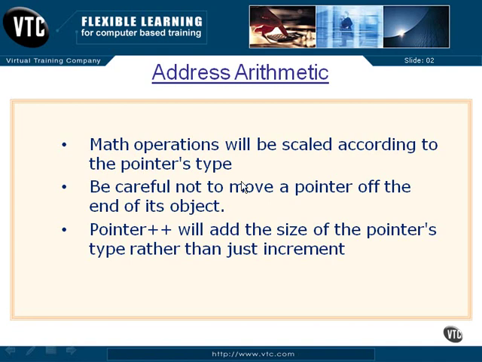One of the powerful capabilities of pointers is being able to perform arithmetic operations on the pointers. Now, this is a little bit different than what you might think, because these math operations will be scaled according to the pointer's type, to what the pointer points to. If you add 1 to a character pointer, it will move the address that is contained in the pointer forward by 1. It will add 1 to it because it points to a character.